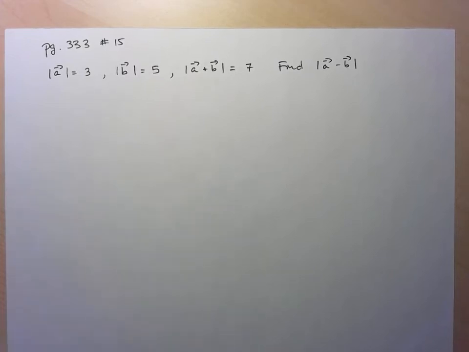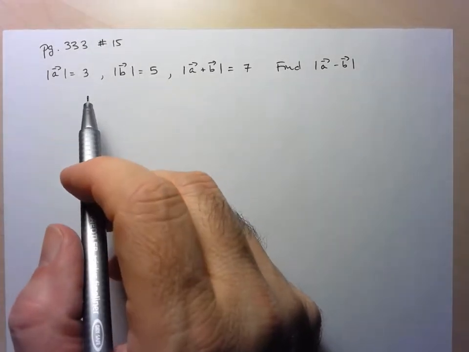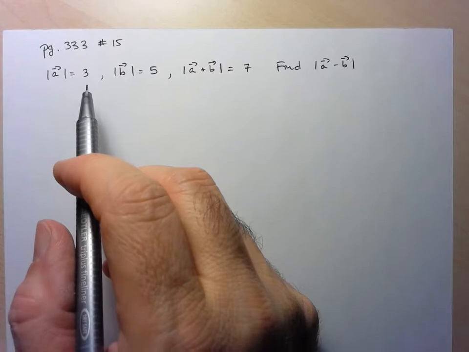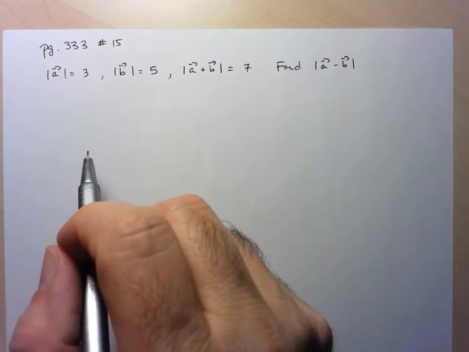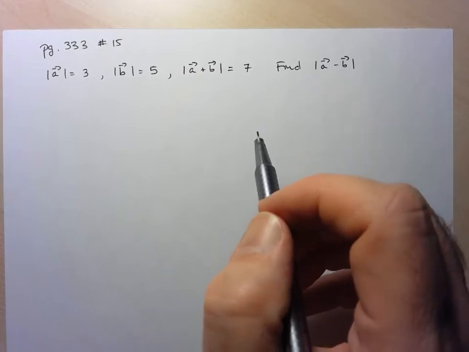Hi folks, we're going to take a look at number 15 on page 333. The information they give us are about these two vectors a and b. They give us the magnitude of a and b, which are 3 and 5 respectively, and they give us the magnitude of the sum of these vectors, and they want us to find the magnitude of the difference.